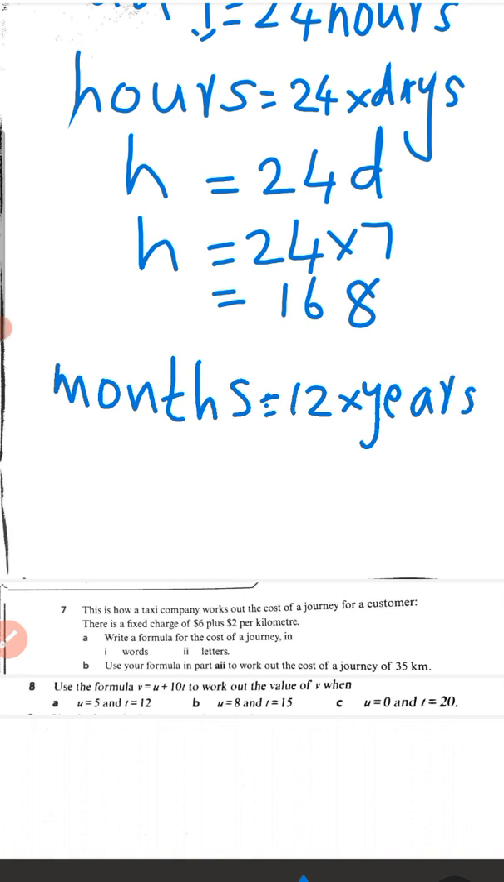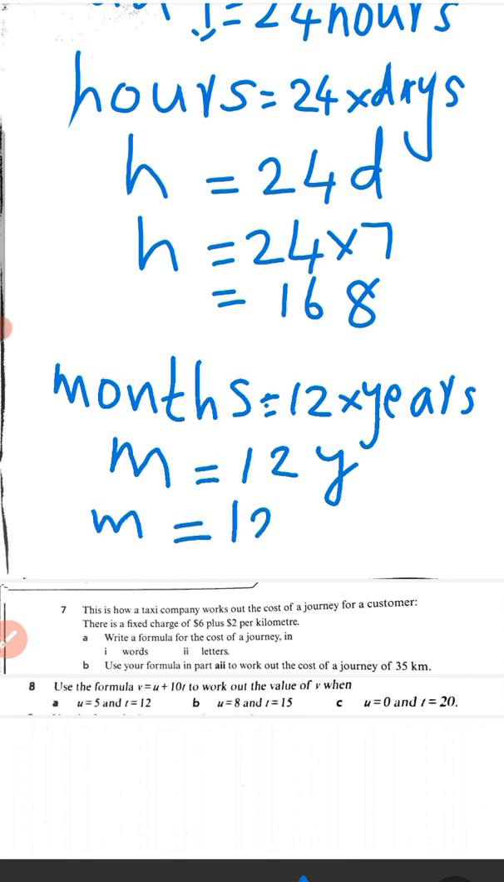That is in words. Now use letters. Use M for months and Y for years. So this is a formula in letters. Use this to work out the number of months in 8 years. So what will we do, children? Substitute 8 for Y. 12 into 8 is equal to 96.